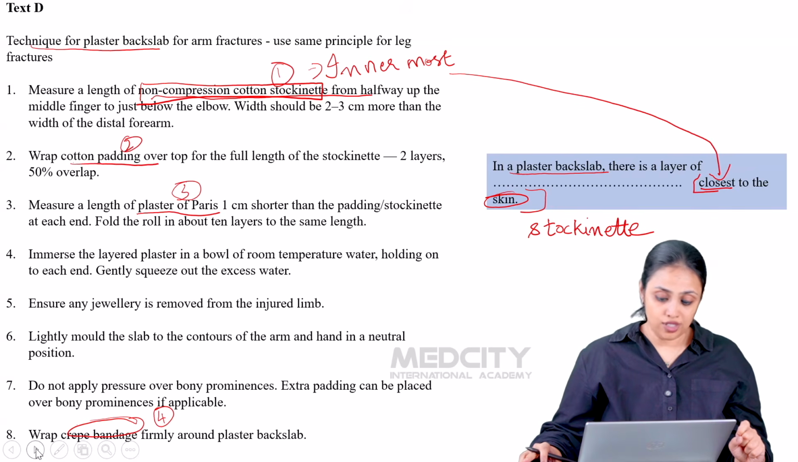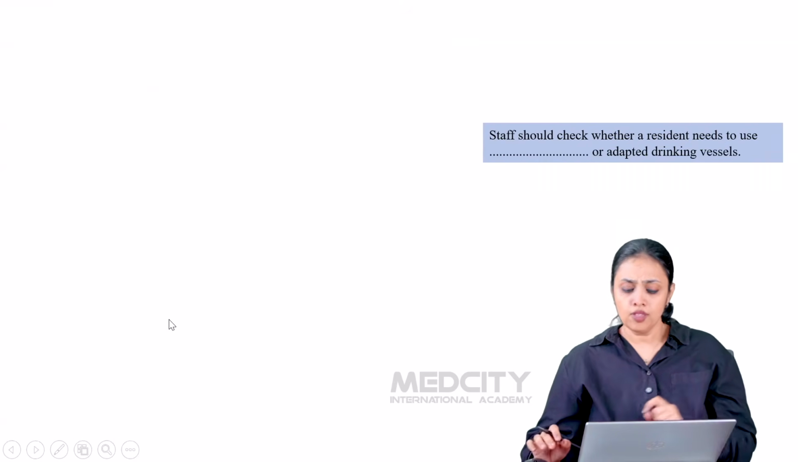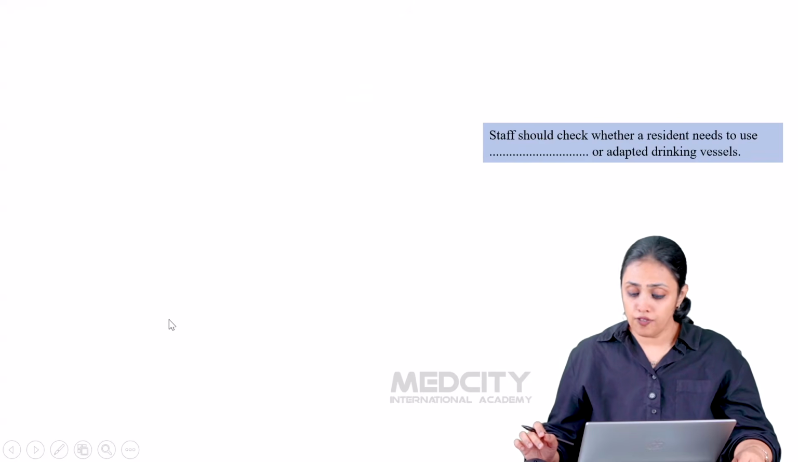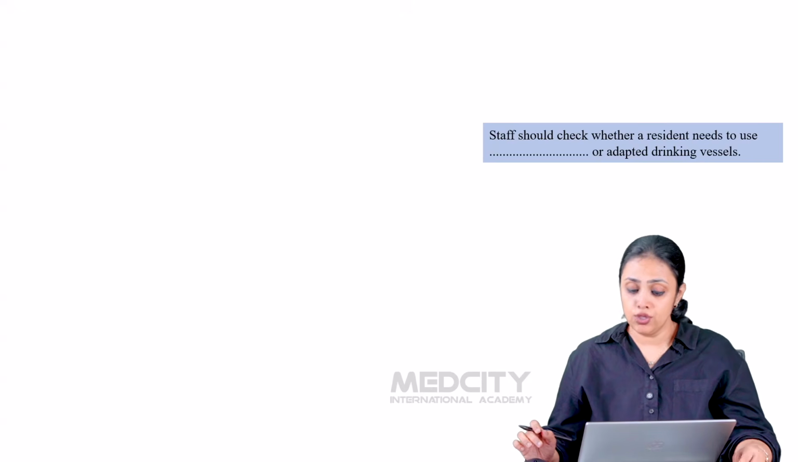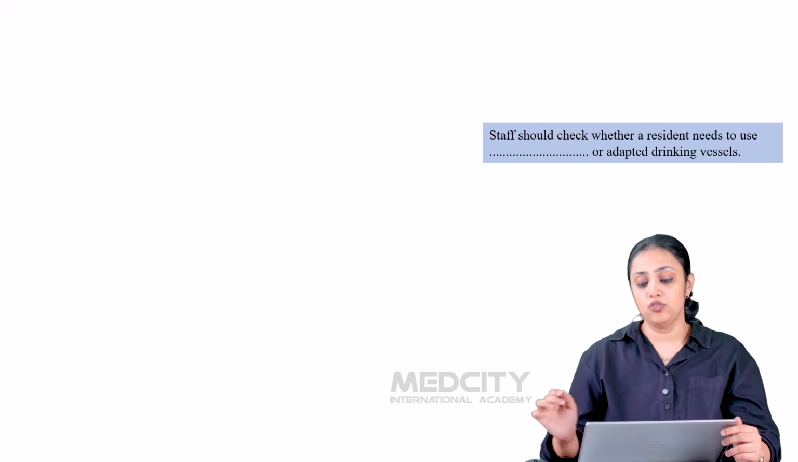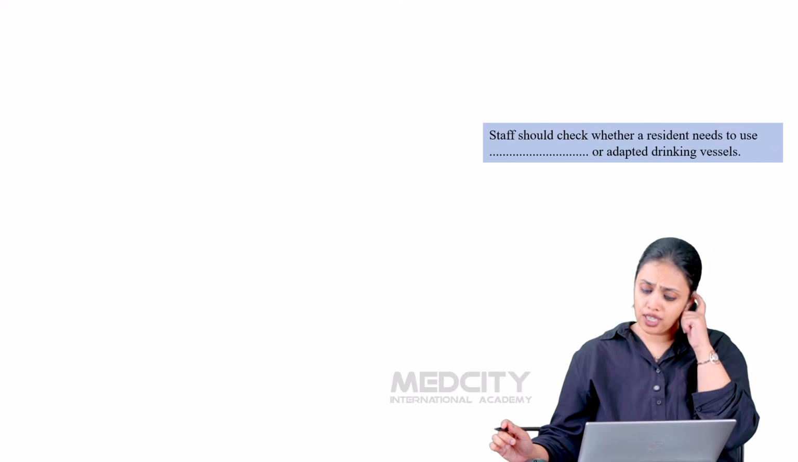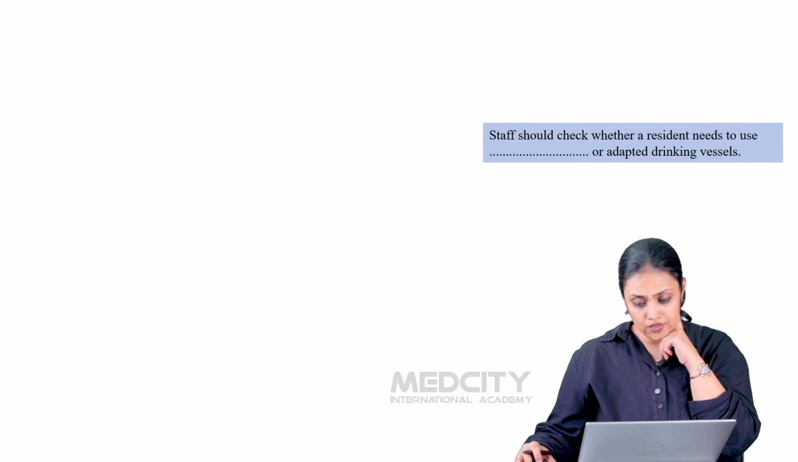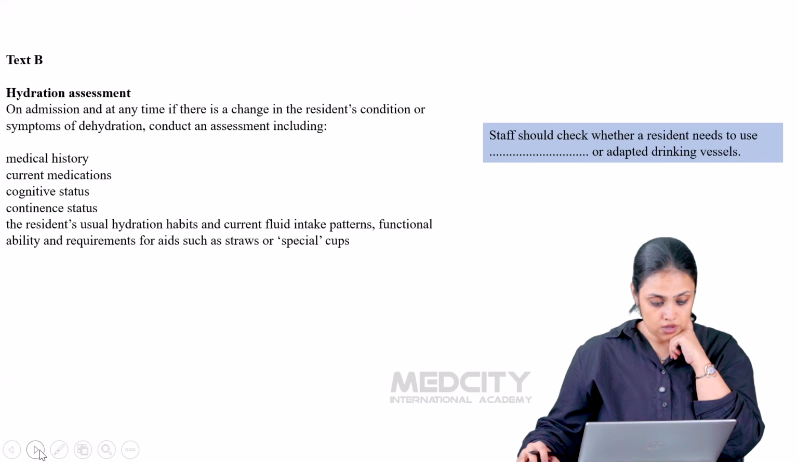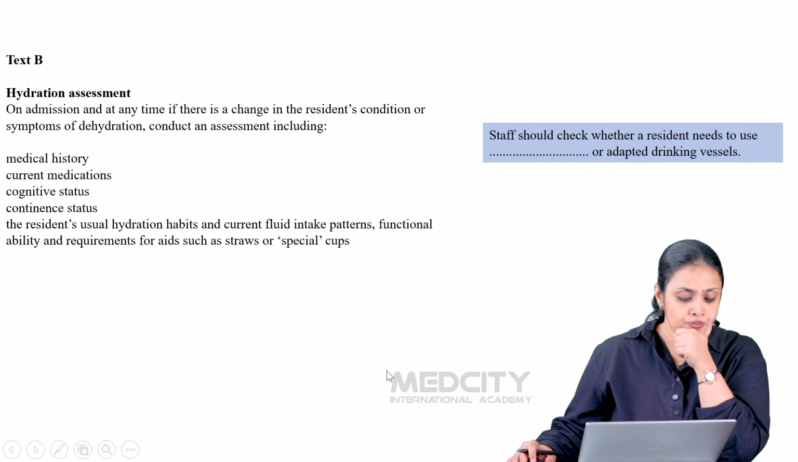Now we shall move on to the next question. The question says, staff should check whether a resident needs to use dash or adapted drinking vessels. So staff should be checking about the requirement of the residents. Okay, now this is how the text appears.